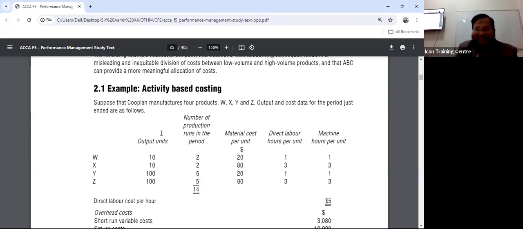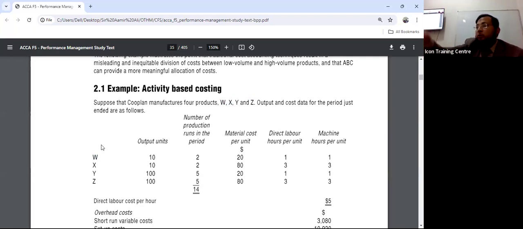So suppose our company is producing four products, W, X, Y, Z, right? And here is the chart in front of you, and it is telling everything. Now for W, we are producing how many units? 10 units. For X, we are producing how many units? 10. For Y and Z, we are producing how many units? 100 units. So normally we can say, if we just have a look at output units.